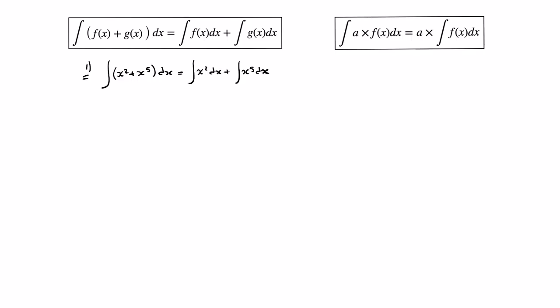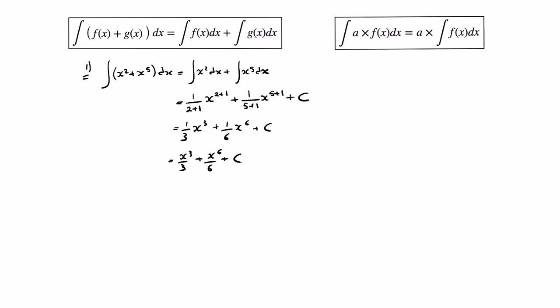And we go ahead, this equals 1 over 2 plus 1 times x to the power of 2 plus 1, plus 1 over 5 plus 1 times x to the power of 5 plus 1. And all of this is added to a constant of integration. We carry on. This leads us to 1/3 times x to the power of 3 plus 1/6 of x to the power of 6, still adding c. And we tend to always write this as x to the power of 3 over 3 plus x to the power of 6 over 6 plus the constant of integration.